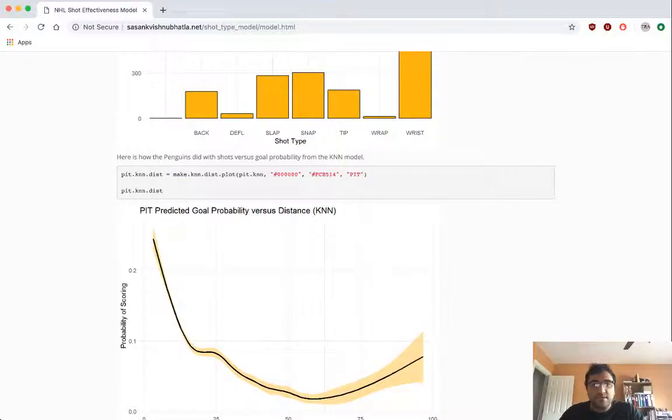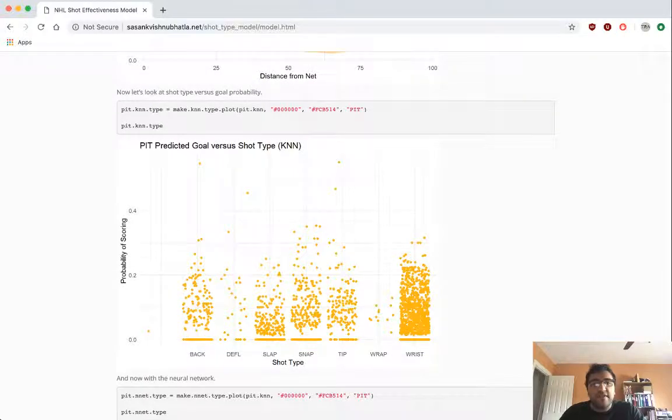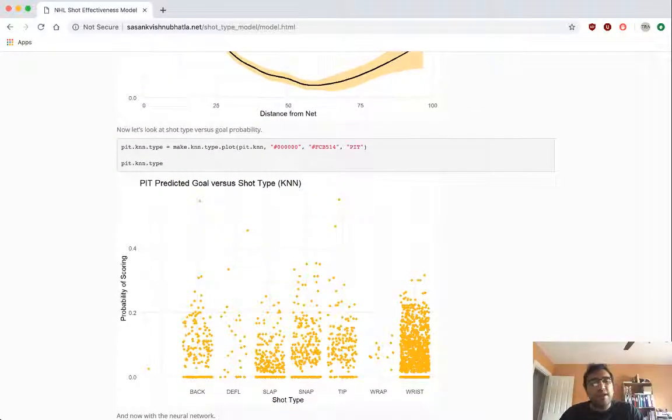So now let's look at this. It's almost a bar graph, but it's kind of a density bar graph. This graph here shows the predicted goal probability we calculate from our model versus the shot type. So we can see the density given how many shots are there. We can also see the probability given how high it goes.